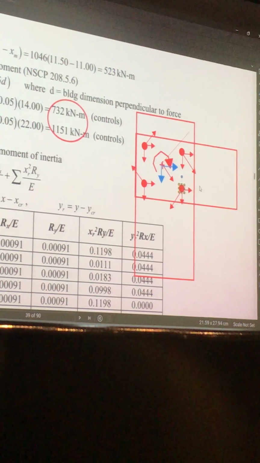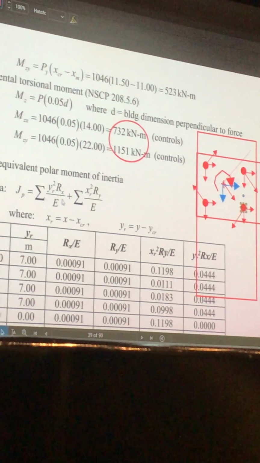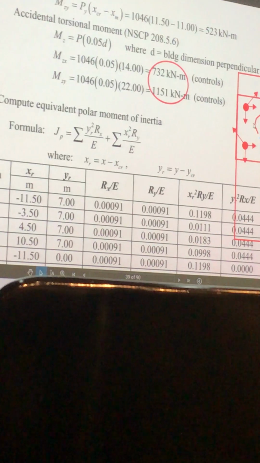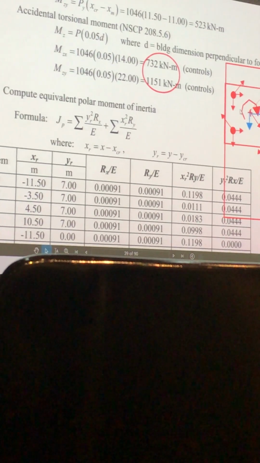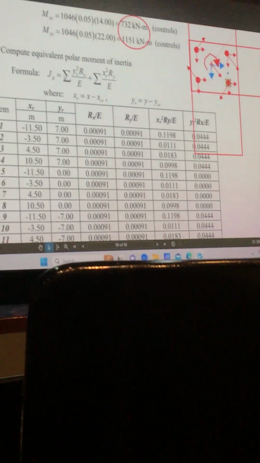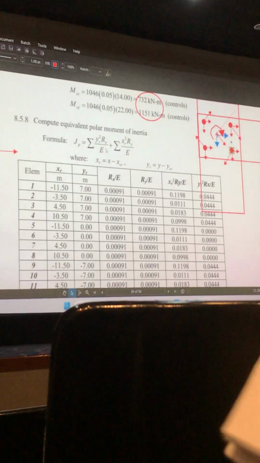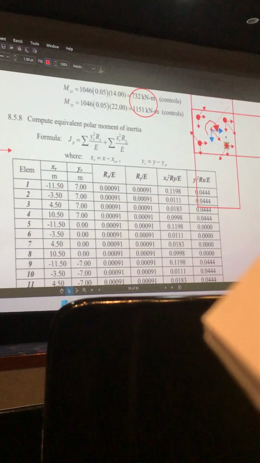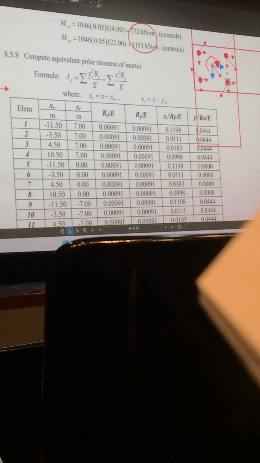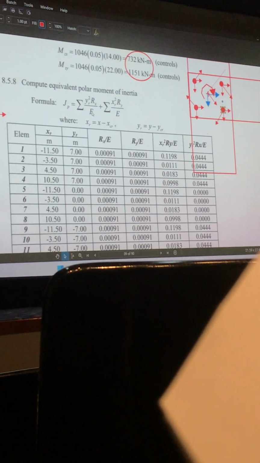No? We compute there is equivalent polar moment of inertia. Dili sa mga bolts, kundi sa mga column. No? So ang bolt, shear ang iyang deformation, sa column, dili lang shear, kundi sa bending deformation. No? So this is the formula for the equivalent polar moment of inertia. So you have yr square rx over e plus summation xr square ry over e. So xr and yr are the x and y coordinate of the element referred from the center of rigidity.